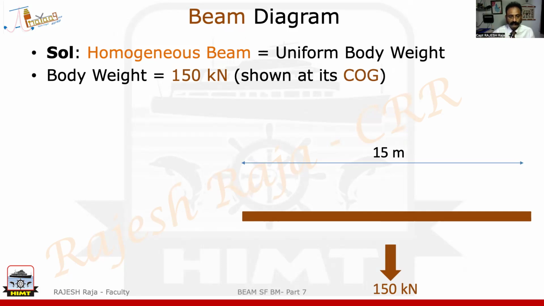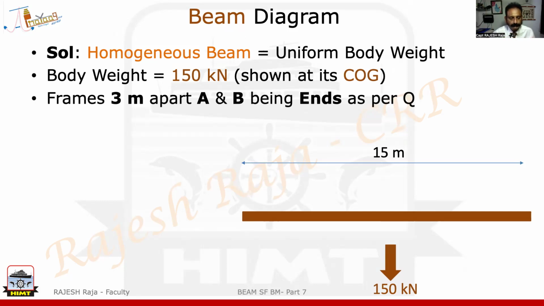When we go to individual SFBM, we will break into frames. So right now I'm not breaking them. Frames are 3 meters apart, with A and B being the ends. One suggestion: people ask, why can't I do A, B, C, D? Now you could have done that if this question did not name it as AB. So please stick to this. Let us not have any doubt. Since the question says A and B are the two ends, I'll stick to AB as the two ends.